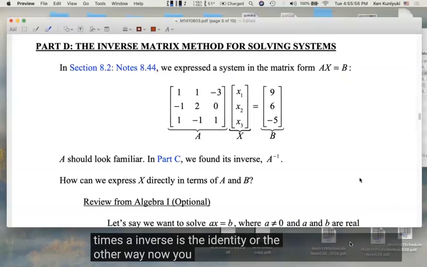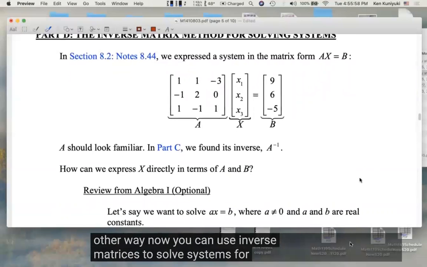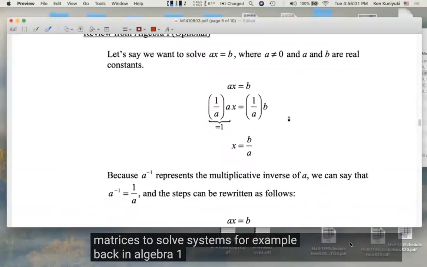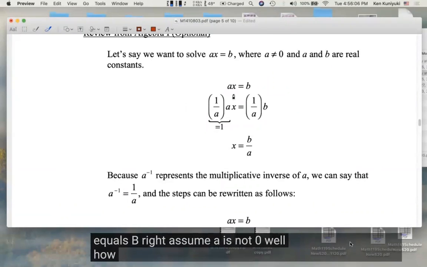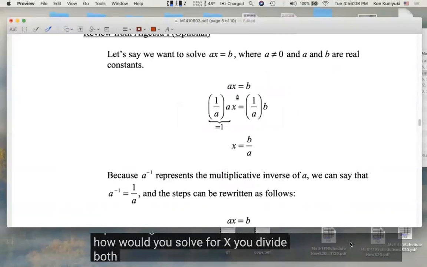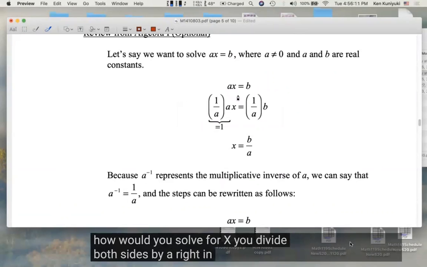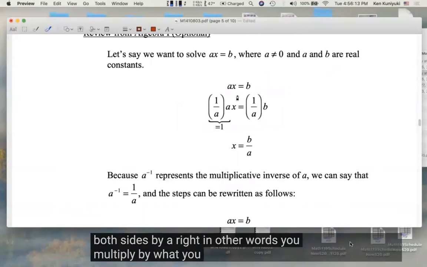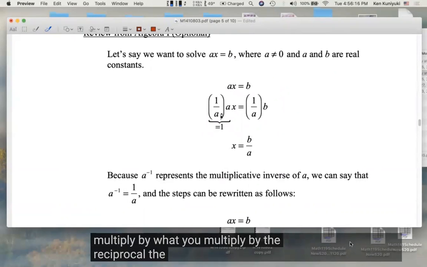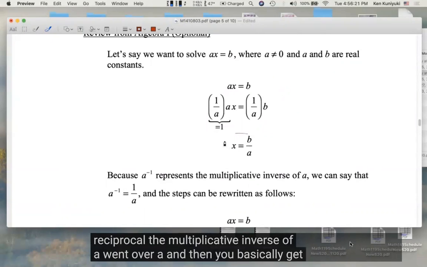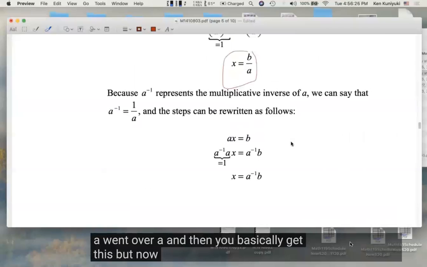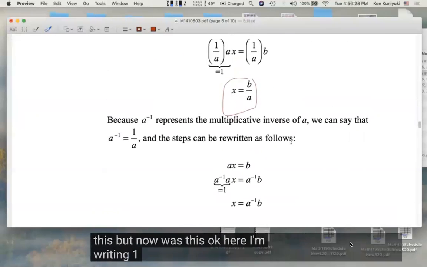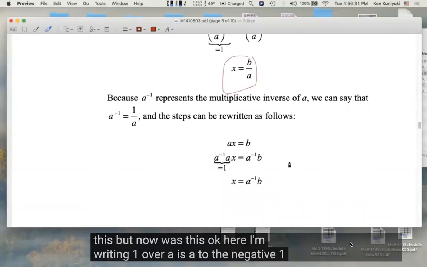Now, you can use inverse matrices to solve systems. For example, back in Algebra 1, you have AX equals B. Assume A is not 0. Well, how would you solve for X? You divide both sides by A. In other words, you multiply by the reciprocal, the multiplicative inverse of A, 1 over A. And then you basically get this. Here I'm writing 1 over A as A to the negative 1.